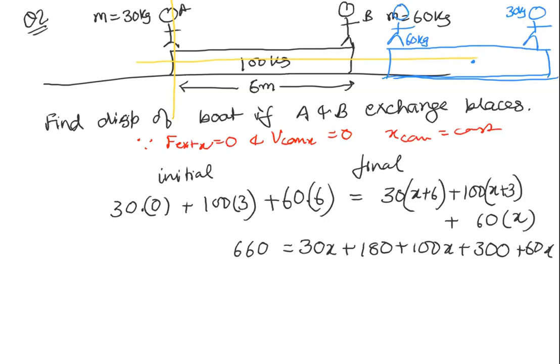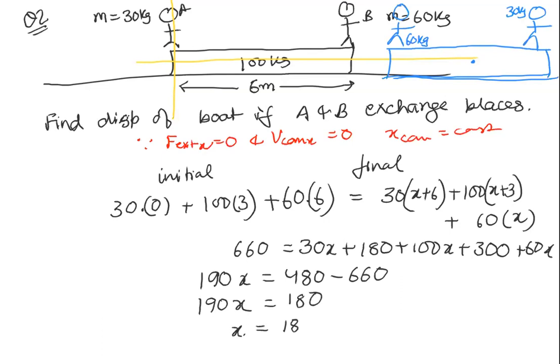Right? So 100, 30, 60, 90. 190x is equal to 480 minus 660, which is equal to how much? 480 minus 660 is how much? 180. 180. So x is equal to minus 18 by 90. Okay?